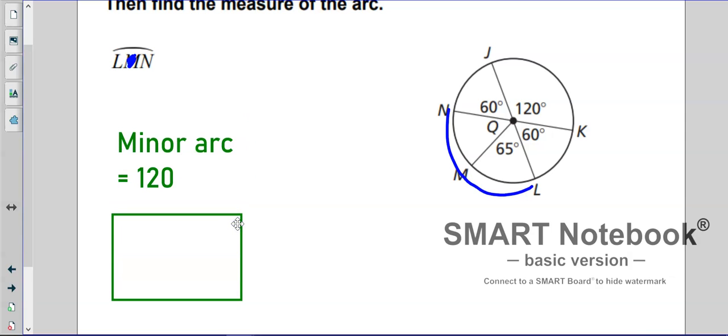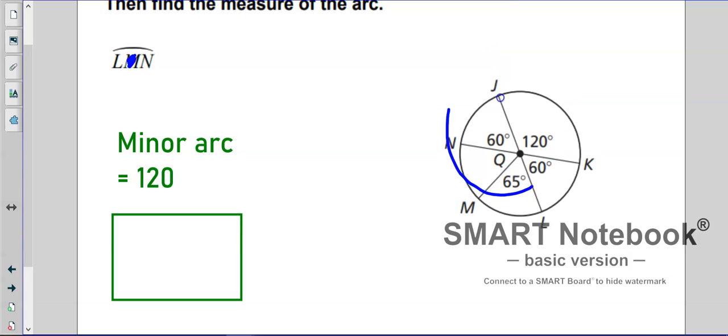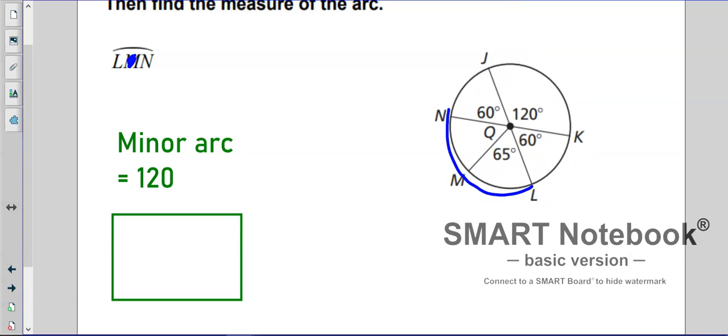All right, and then think about it. If this is 180 diameter, then we have 60 and 65. We add those together and subtract to get Q, right? And then we just add that number and 65 together to get 120.